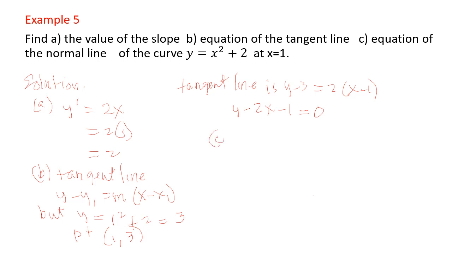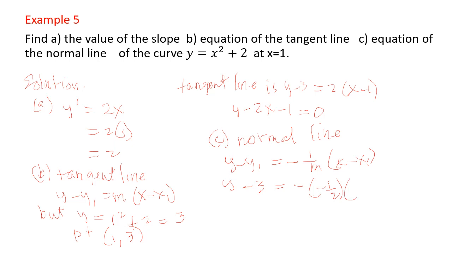So the normal line: y minus y sub 1 equals minus 1 over m times x minus x sub 1. Y minus 3 equals minus 1 half times x minus 1. For simplifying this one, you got 2y plus x minus 7 equals 0.